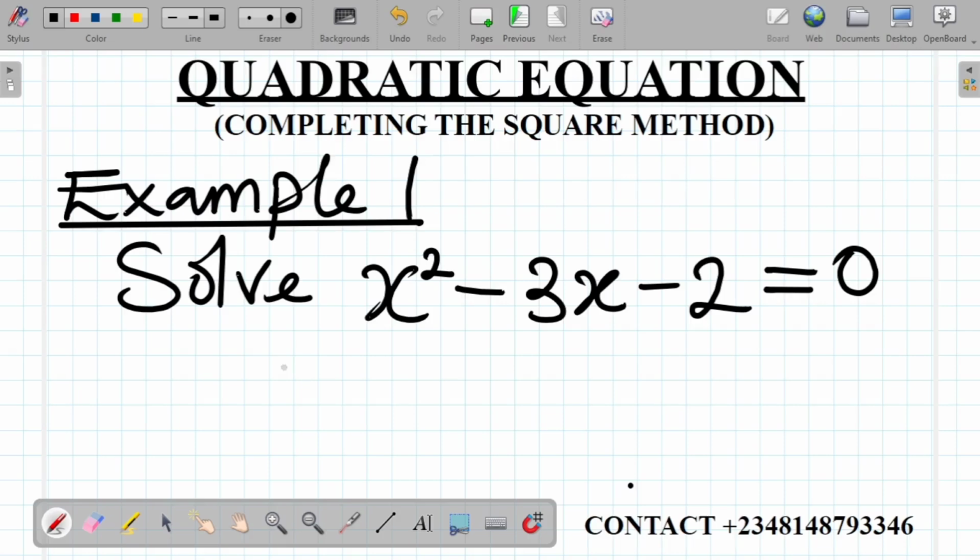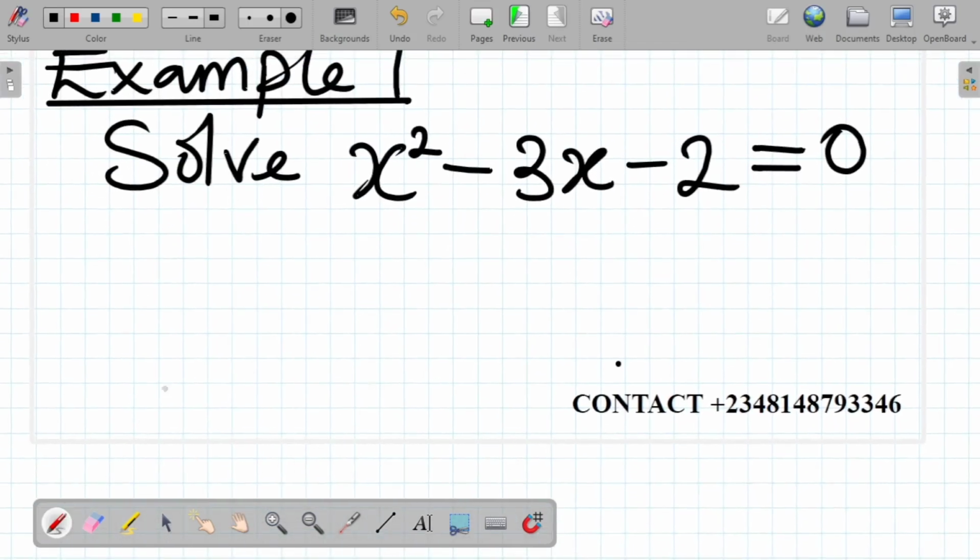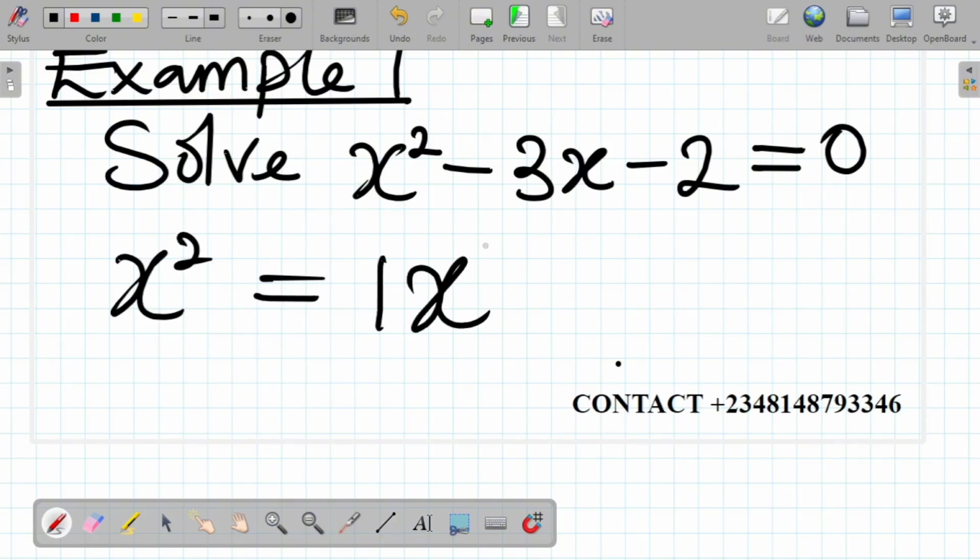Now note this. Before you start solving any problem on the completing the square method, ensure that the coefficient of x squared is 1. In this question, the coefficient of x squared is 1. Now, x squared is the same thing as 1x raised to power 2. So our first step in solving this problem is to move the constant term to the right hand side.